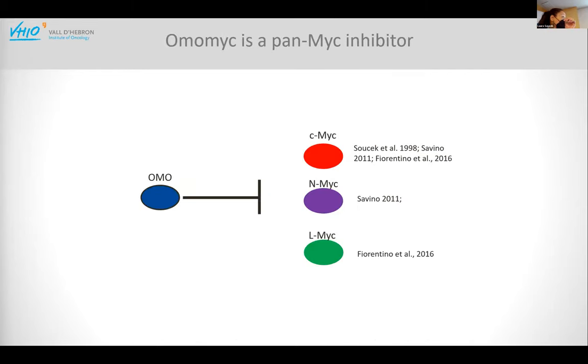Over the years, HOMO-MYC has been validated as a pan-MYC inhibitor by us and by other groups. So it inhibits the whole MYC family at once. And when I used it in cells, I saw that it killed cancer cells, but not normal cells. So I was very excited, but people told me, be careful. If you want to show that this is something useful, you have to do it in animals.